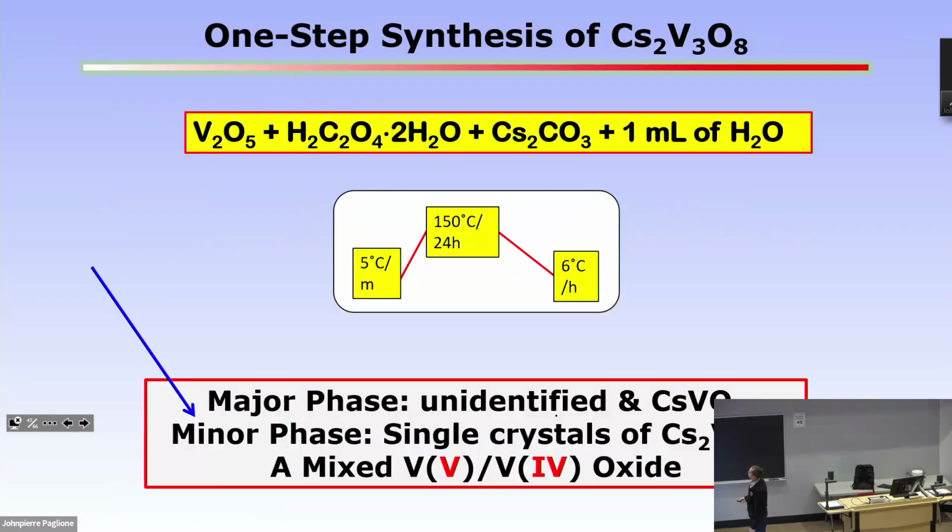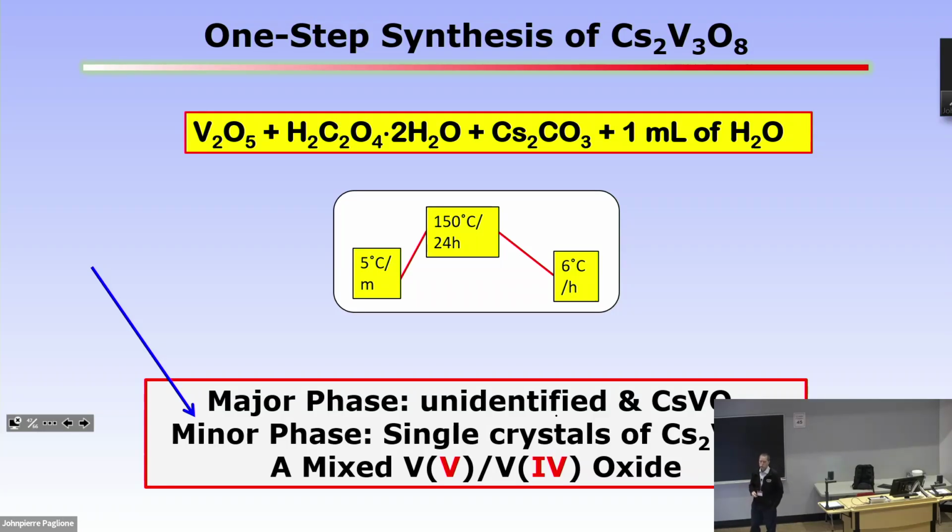We had one case where my postdoc was working on cesium vanadium oxides, and these were the reactions he used. So this is heated at 5 degrees C per minute, 250, stayed there for 24 hours, cooled at 6 degrees per hour. And he got mostly cesium vanadium oxide, which we did not want, something that's identified, and then a minor, in emphasis, cesium-2 V3O8, which is mixed valent and that we really wanted.